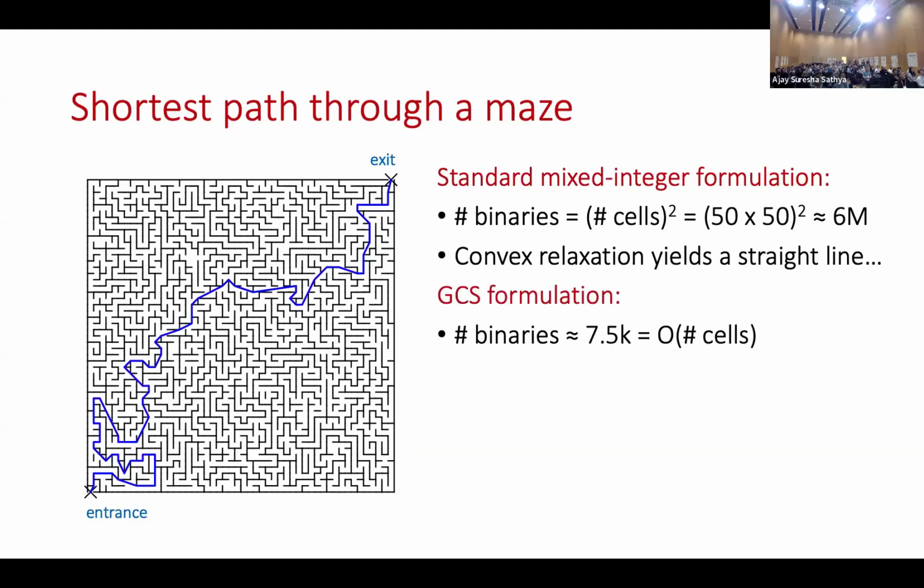Our GCS formulation has a number of binary variables that only grows with the number of cells, so it's linear instead of quadratic in the number of cells. In this case, we had about 7,000 variables, and the convex relaxation for this problem is exact. In less than a second, you solve a convex program, a second-order cone program, where you allow the binary variables to be non-zero or non-one, but at optimality, they're either 0 or 1.